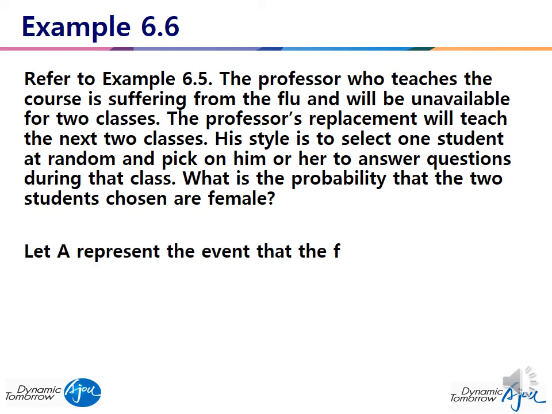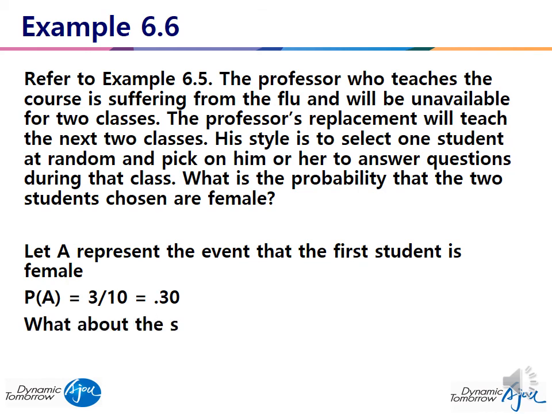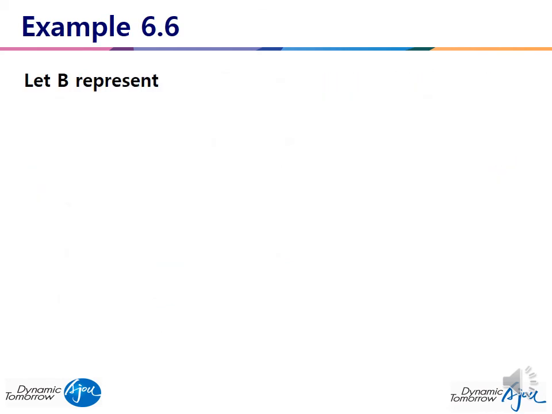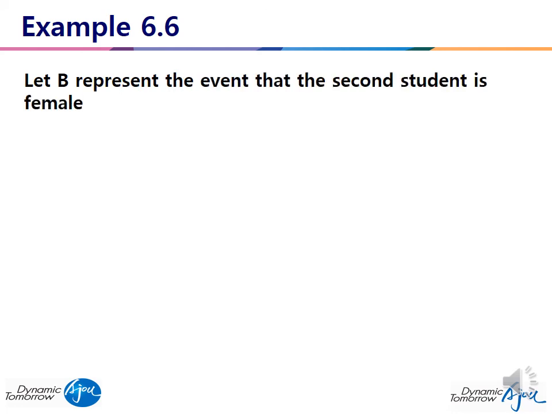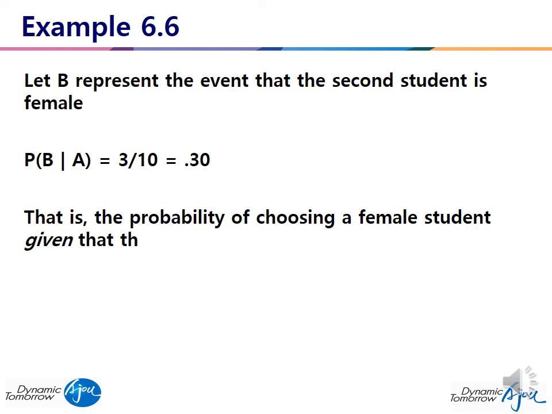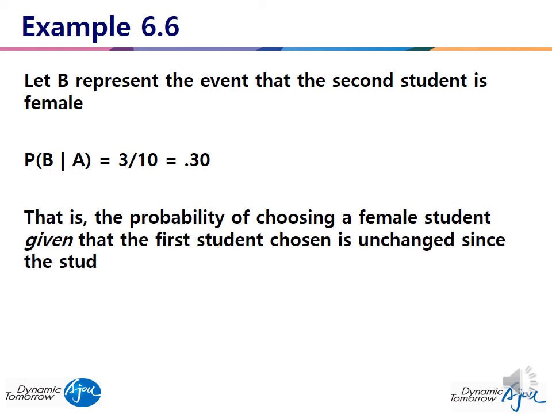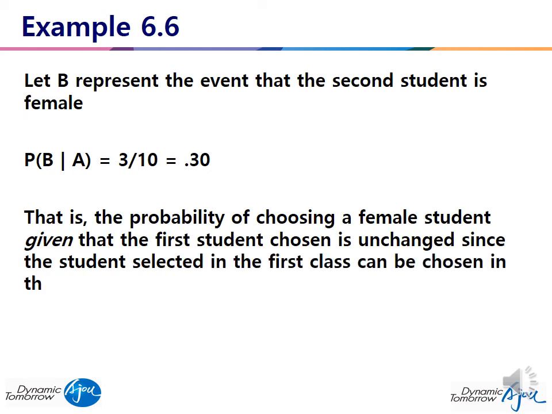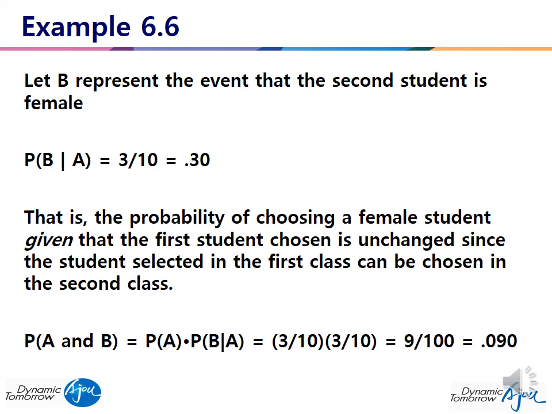Let A represent the event that the first student is female. Probability A is 3/10. What about the second student? Let B represent the event that the second student is female. Probability B given A is equal to 3/10. That is, the probability of choosing a female student given that the first student chosen is female is unchanged, since the student selected in the first class can be chosen in the second class. Probability A intersection B equals probability A times probability B given A, which is 3/10 times 3/10. So 9/100 is equal to 0.09.